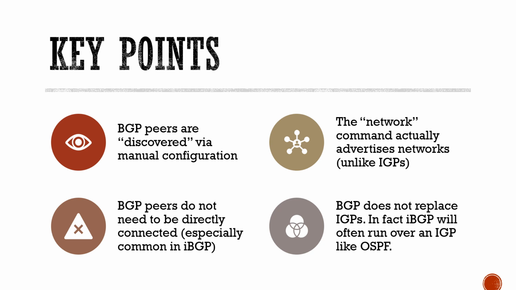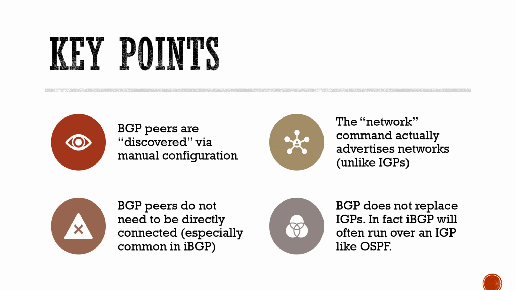Next, the network command actually does advertise networks in BGP. This is, again, unlike IGPs, whereby in OSPF or EIGRP, when you type in the network command, you're not actually specifying the network you're going to advertise. You're specifying a range of IP addresses, and if on that interface you have an IP address within that range, it will be configured to operate the IGP such as OSPF or EIGRP. In BGP, this is a true sounding command in that when you type in network, this is the actual network you're going to be advertising.